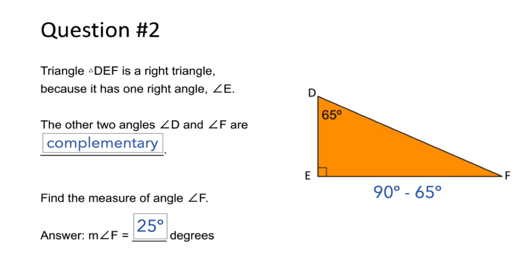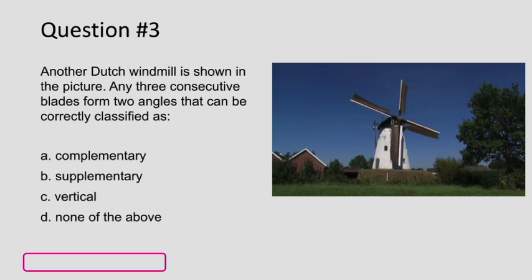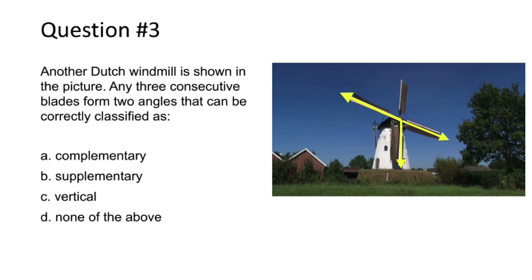So two important concepts. One is that when we have a right triangle, there's always one 90 degree angle. And the second important concept is the two acute angles will always be complementary. All right, did you solve question number 3? Were you understanding we were asking you to classify the angles formed by any 3 consecutive blades like this? And so what we understand is that these 2 angles are going to be supplementary. They add together to equal 180 degrees.